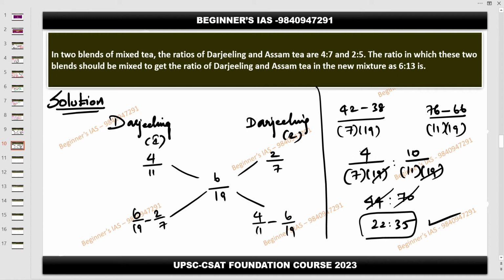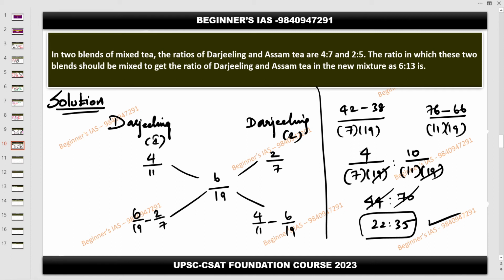Previous case also we can do here. 6 by 19 minus 4 by 11, 2 by 7 minus. See, obviously you will get the negative here. Both the signs will get cancelled here. Don't worry, both are same only. Since here A also you are getting negative, B also getting negative. Therefore, you can cancel that negative also.